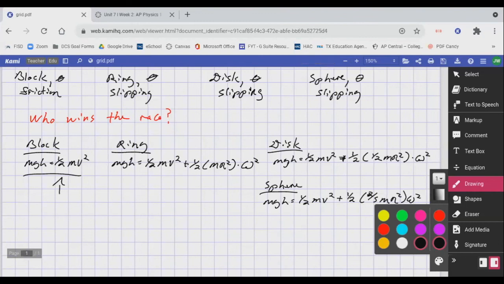So if we were to rank the others, we would say, okay, my largest is the block. Let's see, then the sphere. The velocity of the sphere is greater than the velocity of the disk, which is greater than the velocity of the ring, because the largest rotational inertia has the largest K-rot.